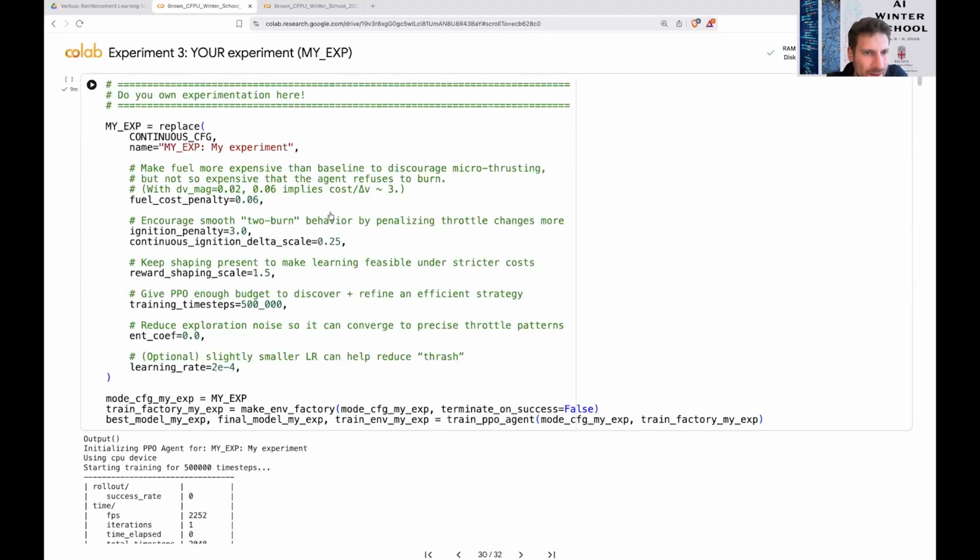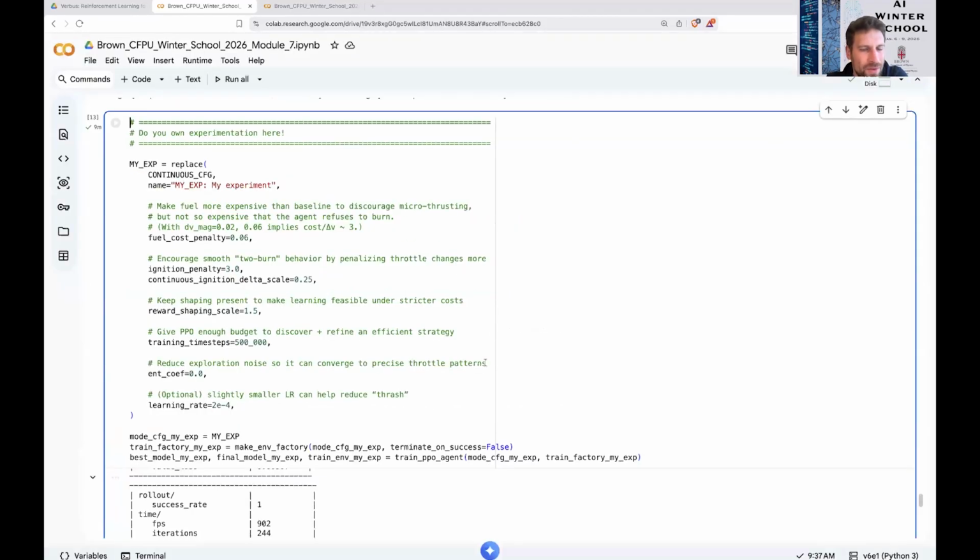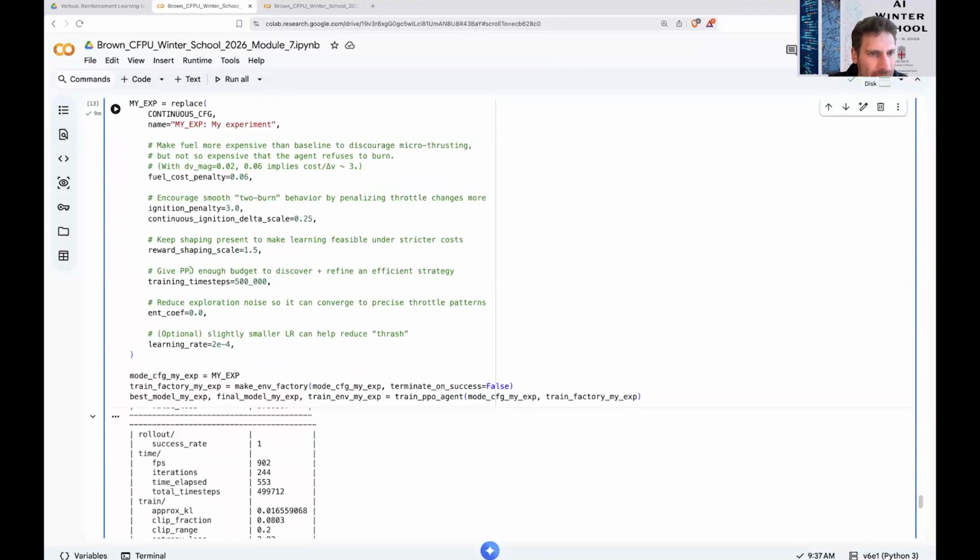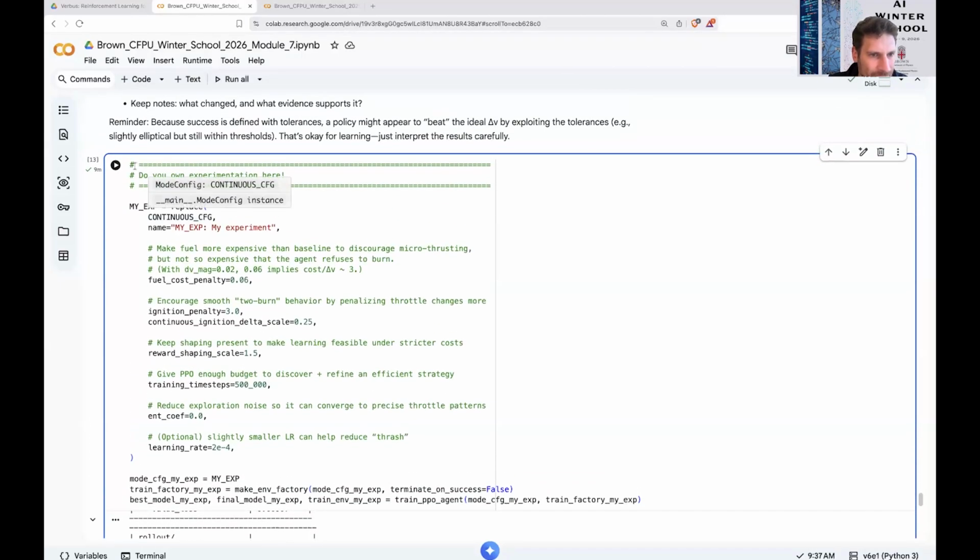So the way to do this, let me go back to the traditional notebook view here. Basically the way to do it is in this cell, you can use this replace method.